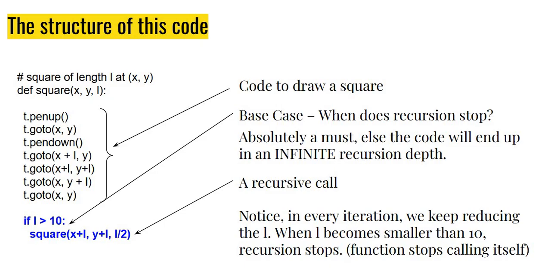In the previous video, we did our first recursion, which was basically a square drawing itself. The structure of the code was: we drew a square, and then if L, the length of the square that we are passing as an argument, happened to be more than 10, we called this function once again. And we saw that it created a nice pattern.